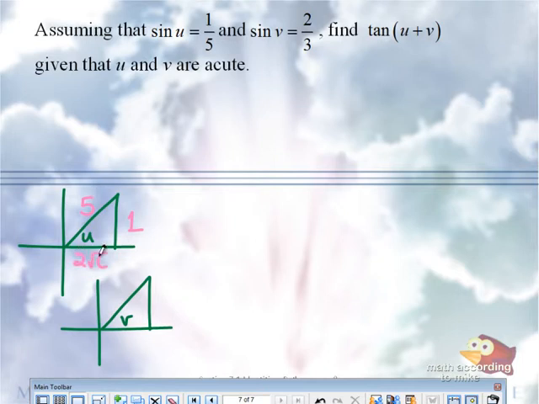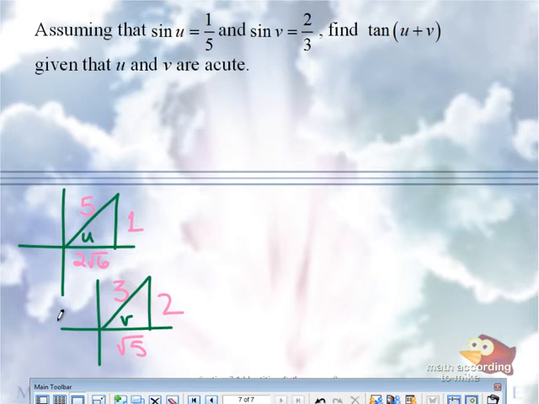Did that hurt? Good. And if the sine of v is 2/3, where does the 2 go? Opposite. Where does the 3 go? Hypotenuse. And what is adjacent going to be? Square root of 5.